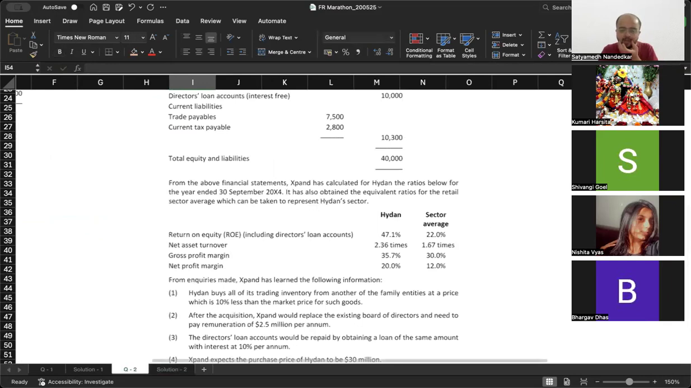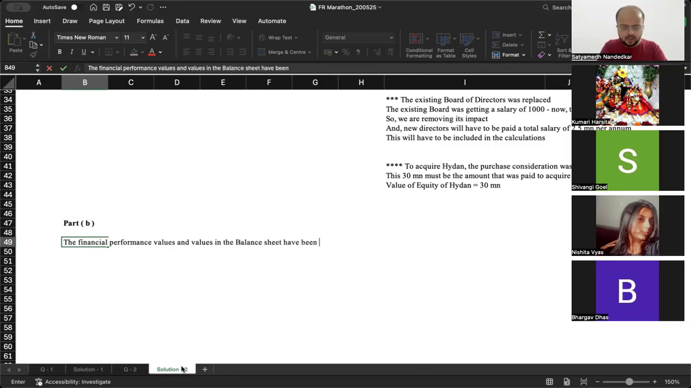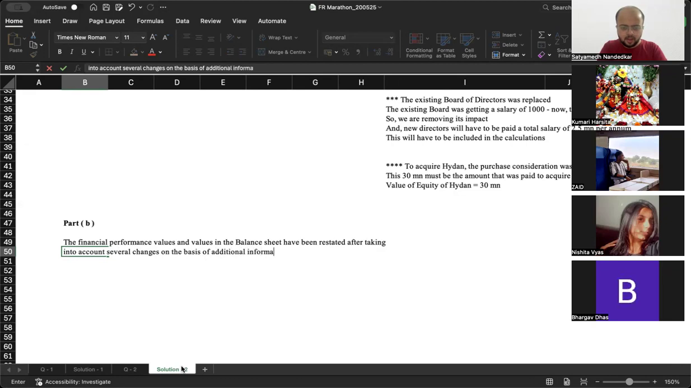ठीक है. अब how should you comment when a question talks about sector averages? ठीक है. एक introductory paragraph होगा where you will say that the financial statements of Hayden have been restated after incorporating certain changes and additional details about its operations. And now we'll be comparing the results of Hayden after changes with the sector averages. ठीक है. So the financial performance values and values in the balance sheet have been restated after taking into account several changes on the basis of additional information given.